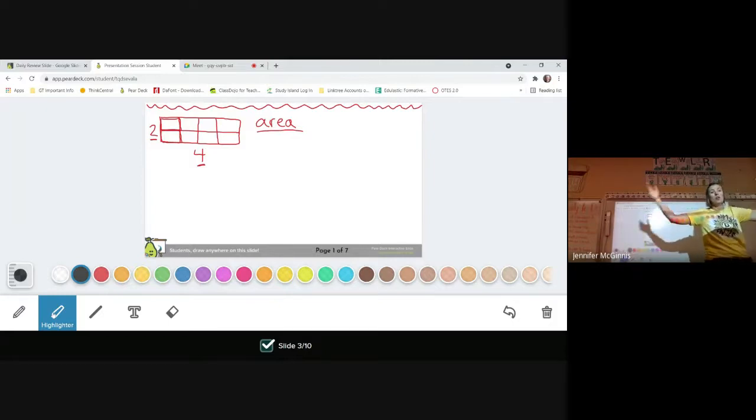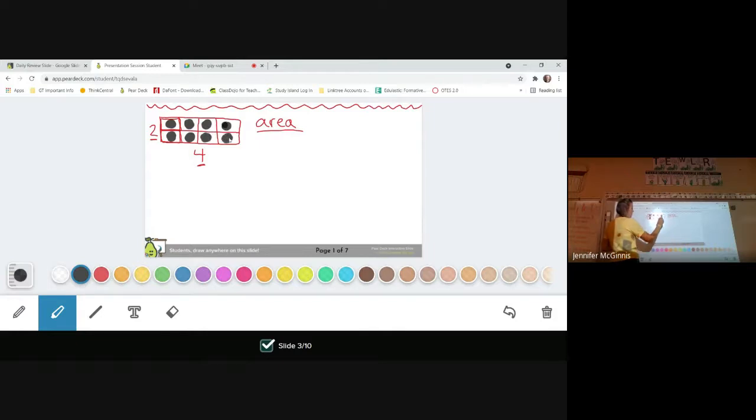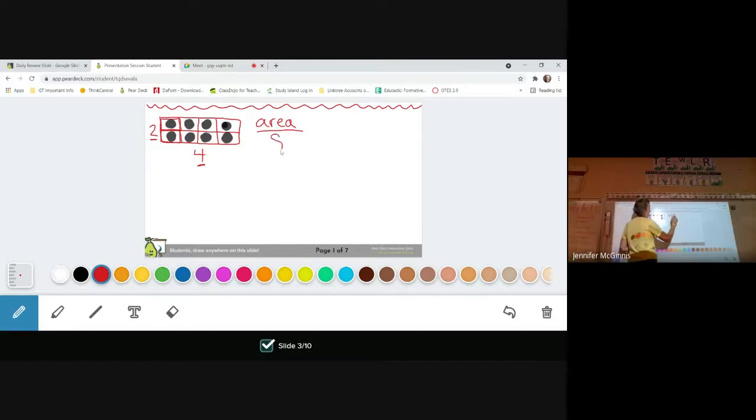When it does that, if you count all of the space inside, that's how you find area. So you're not going to count around the outside. You're going to count on the inside. How many boxes do we have? Cameron? We have 8 boxes. So our area is 8.